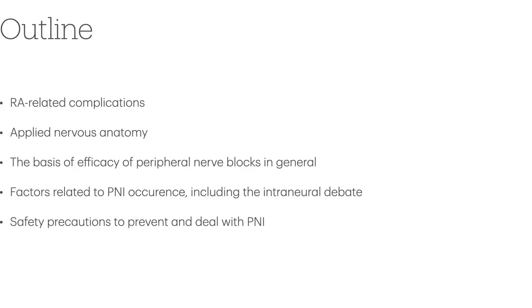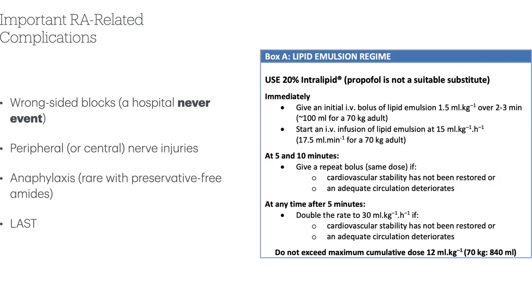So this is the outline. I'll just skip it. But for all of us, we need to remember there are many important complications of regional anesthesia. One of them, you may not think of it as much, is wrong-sided blocks, which in any hospital quality issue should be a never event, like your wrong blood transfusions. And then you have your nerve injuries, which today we're going to talk about. And then anaphylaxis, which is relatively rare with preservative-free amides, as well as LAST.